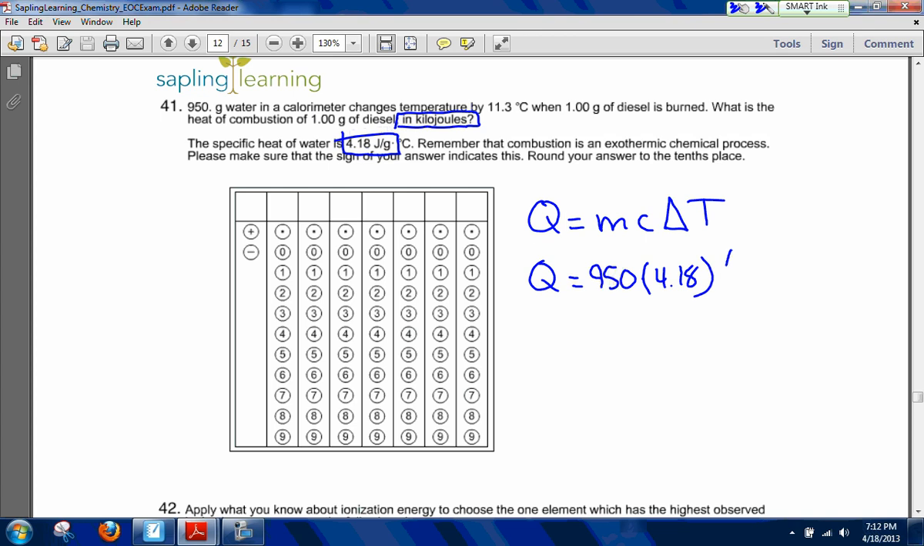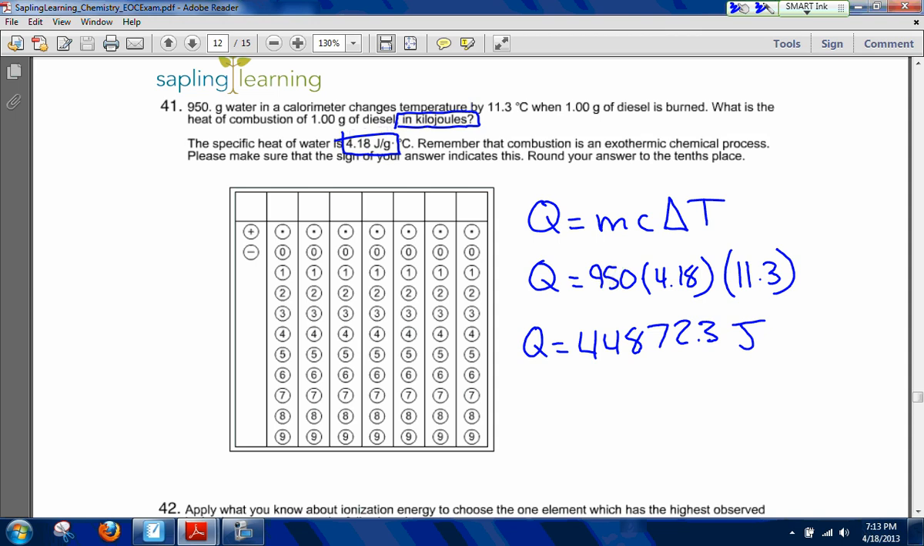And then they gave us delta t, which is 11.3. So we're going to multiply those three together. We get 950 times 4.18 times 11.3, and that is 44872.3 joules of energy. Now, the heat equation says that the heat that you get in has to equal the heat that you lose. Okay? So that means that since the water gained that, that's the heat that you've combusted of the diesel fuel.